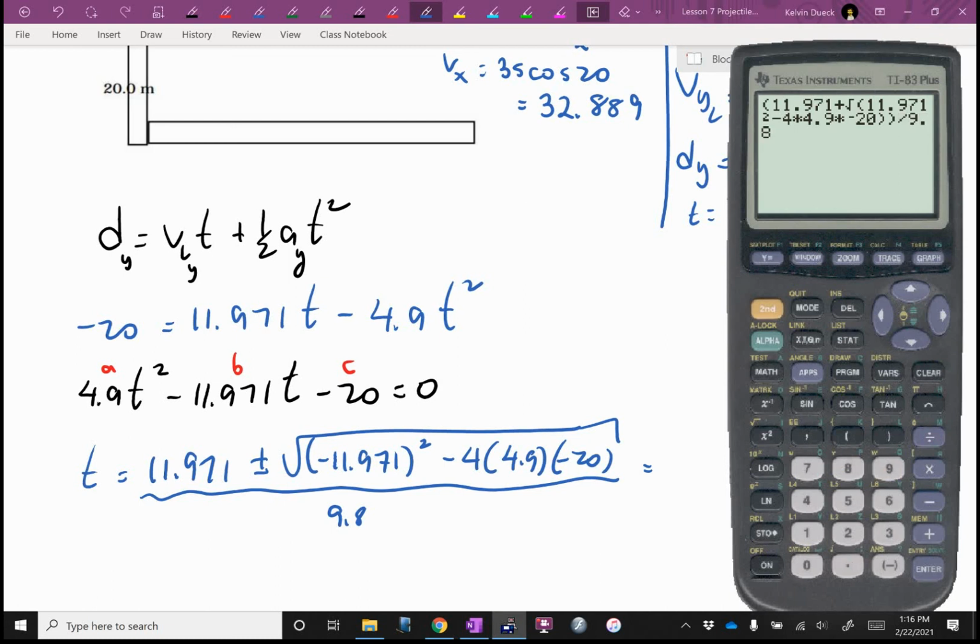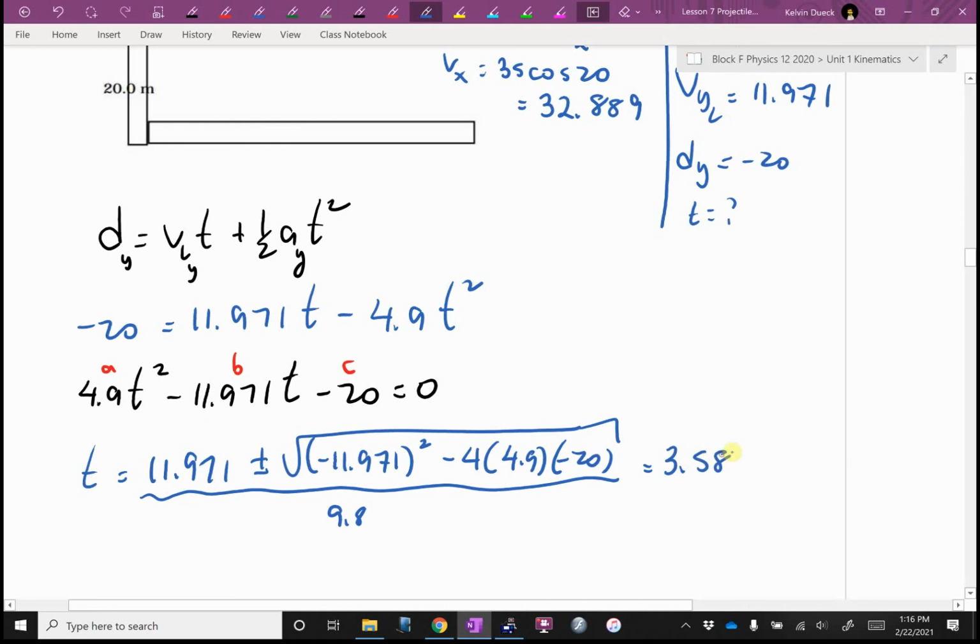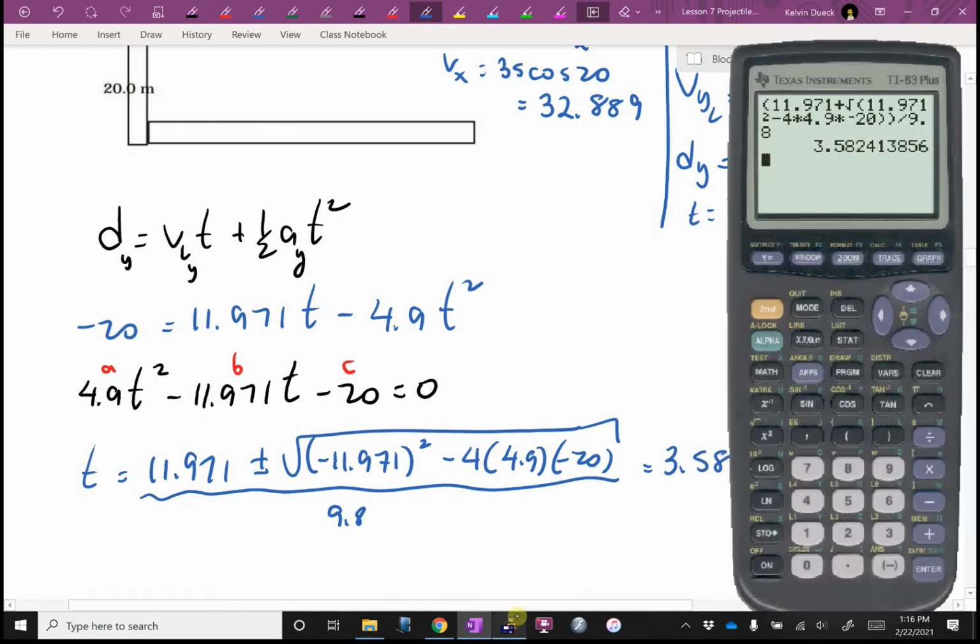Those of you with your fancy schmancy solvers, did you get 3.58241, 3.856, I hope? There's also a negative value. Do I care about the negative value? No, just like I don't care about Alec dunking. Sorry, that came out wrong.